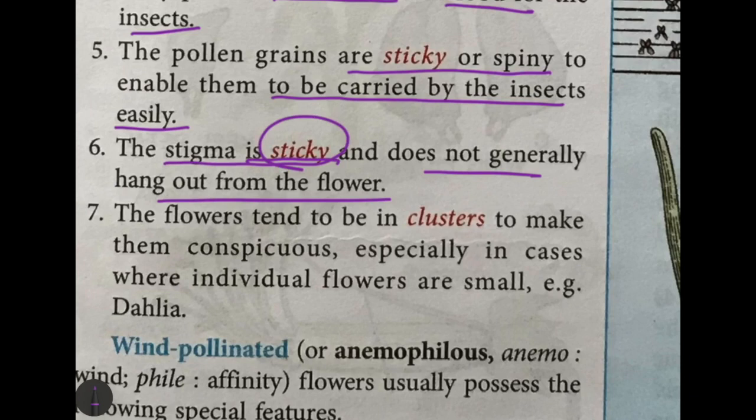The flowers tend to be in clusters. Clusters means together so that it looks big. Conspicuous means easily seen, especially where the individual flowers are small. Example, dahlia. Please find out what a dahlia is. There are lots growing right now.